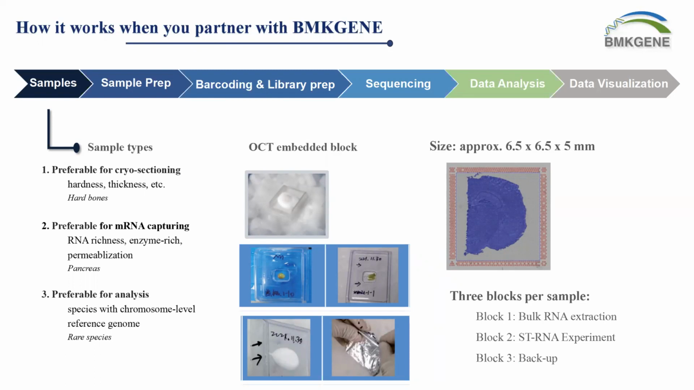For example, the first one is the tissue type or the sample type. It is preferable for cross-sectioning. And in this part, we are mainly looking at the hardness, like the texture of the tissue, the thickness of the tissue. And for example, for hard bones, now it's still very, very challenging to work with. And if the tissue has been used for cross-sectioning for years, or it has been done successfully on other HE staining related technologies, it's a very good start for this spatial transcriptome study.